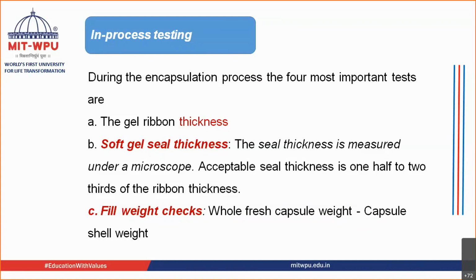What are the IPQC that you do for soft gelatin? The first thing that you determine is the ribbon thickness. Ribbon thickness is very, very important, right? So the first thing that you determine is whether the proper ribbon thickness has been achieved or not. Once the blank ribbon is coming out on that net, you can check the thickness of that net, and you can determine the ribbon thickness and whether the required ribbon thickness has been achieved or not.